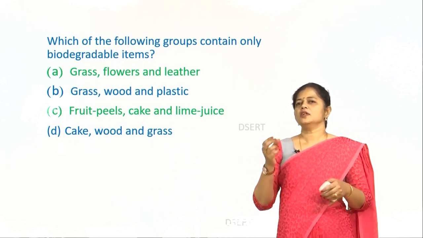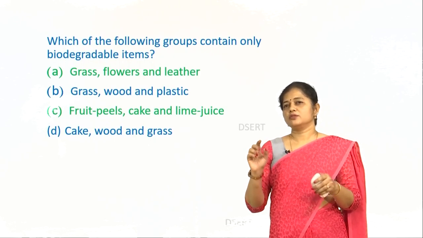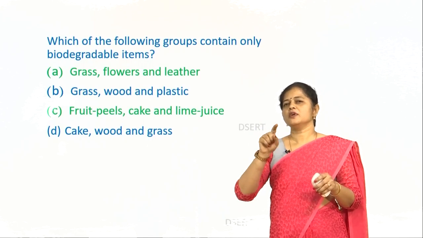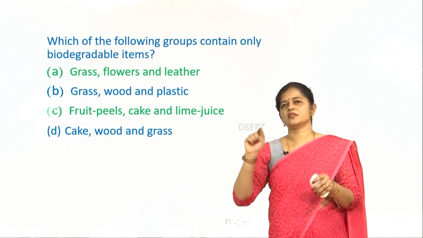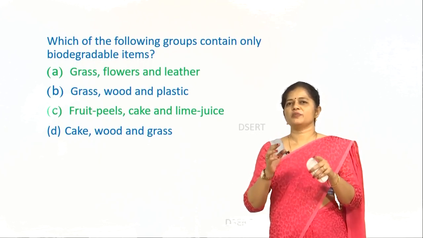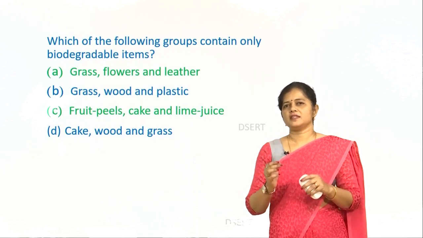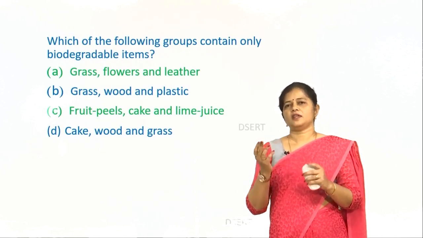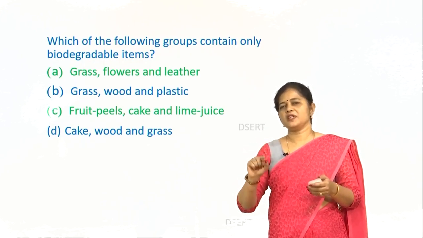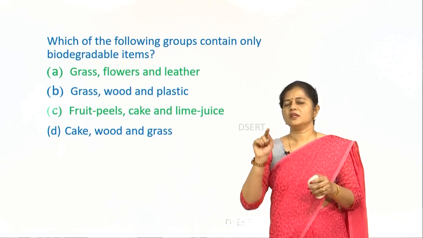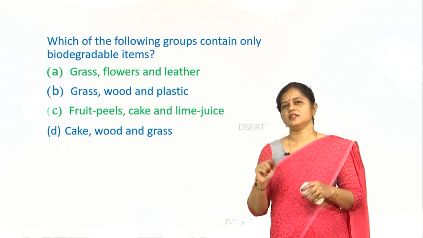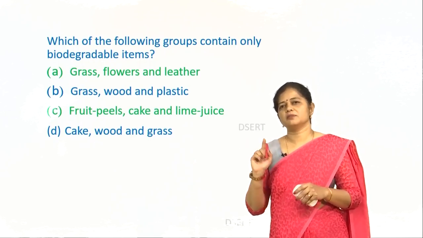Now your option here is the group which contains only biodegradable items. Now there is only one group which has a non-biodegradable waste, the plastic. So now the option will be A, B, C or B, C, D or A, C and D or B, C and A. So if the option is having B, it should be dropped because it has got non-biodegradable waste. So you have to choose A, C and D, which has got the biodegradable items only.